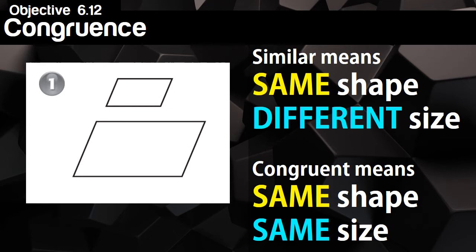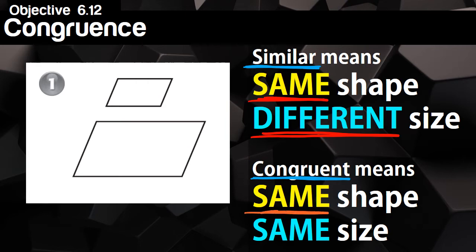So we got some definitions here. The first one is similar. Similar polygons are polygons that have the same shape, but they're a different size. And then we also have this word down here, congruent. Congruent means that they have the same shape and the same size. And so we have a couple of examples here. We're just going to figure out if they're congruent, similar, or neither.